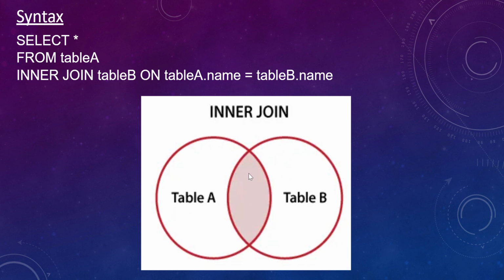This essentially means that only that particular data will be included in the final outcome which is present in both the tables, and any data which is not fulfilling the criteria, like there is no common column for that data, will not be included in the final output.